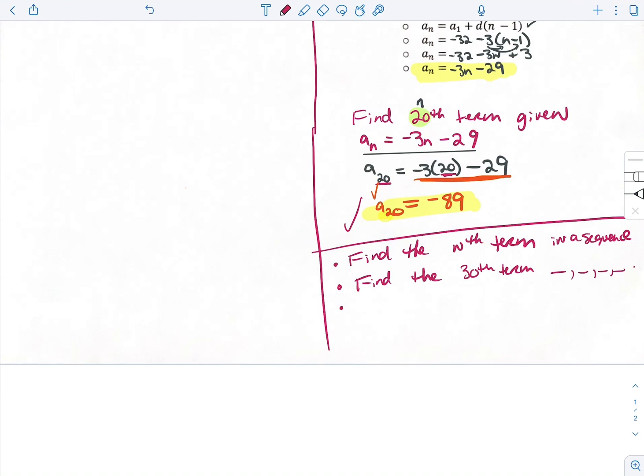Of course, it should be a given that if you're asked to find the 30th term and they give you the actual rule, which has been known to happen, this is the explicit rule. So you don't have to worry about going to find it. All right, I think that's all I needed to tell you guys. Let's work on some practice.